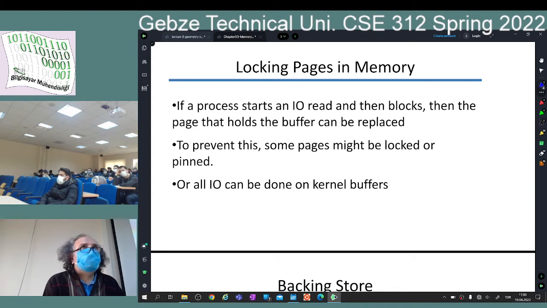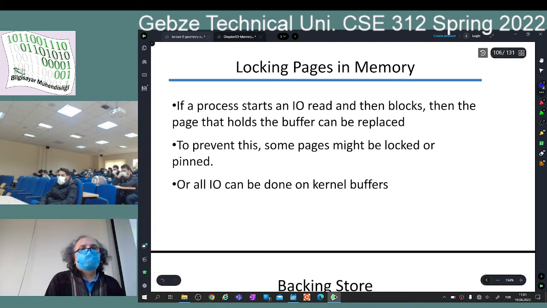Since I am waiting, I asked the operating system to load some data to my buffer. My buffer is in the memory. I am waiting for that buffer to be filled in. I am suspended. Since I am suspended, some other process is running, and that process needs new pages, and the operating system decides that it can replace my buffer. If the buffer is replaced, and if my data is ready, where does the operating system put my newly loaded data? Because my buffer is replaced.